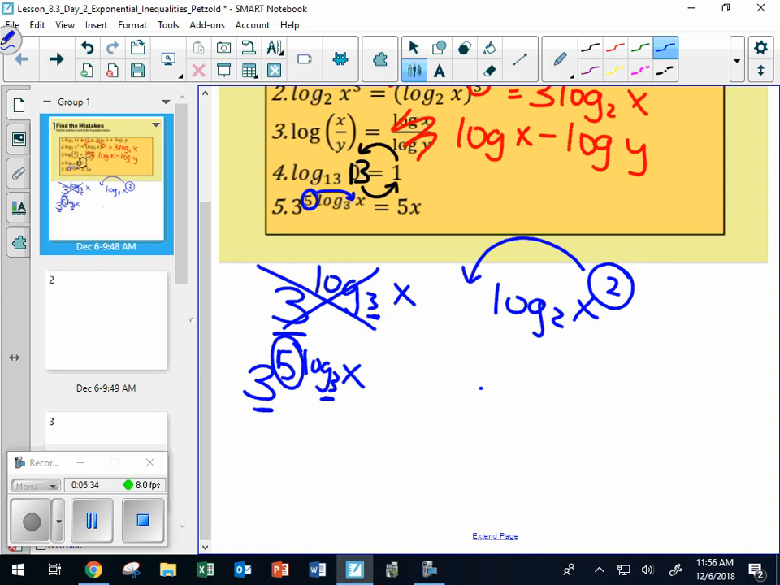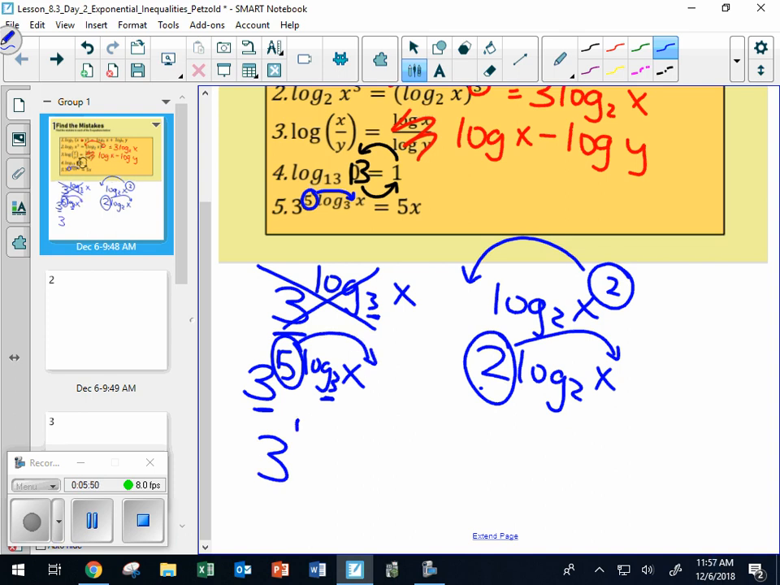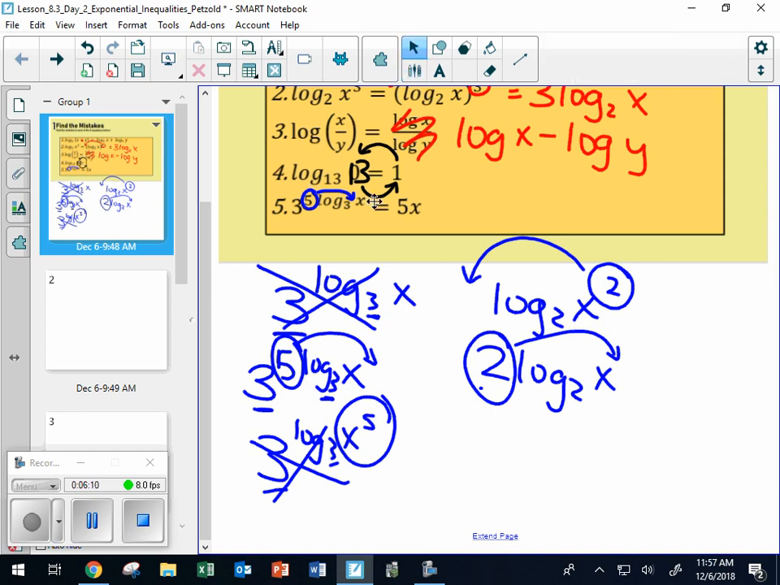Or you could do the opposite way. So if you had 2 times log base 2 of x, and you wanted to put this 2 somewhere, you could take this 2 and put it back in the exponent. So over here, if we take this 5 and put it back in the exponent, we will end up with 3 to the power of log base 3 of x to the 5th. And now, since our 2 bases are right next to each other, we can cross it out, and all we're left with is just the x to the 5th. So that's 2 ways that you could have solved problem number 5 here.